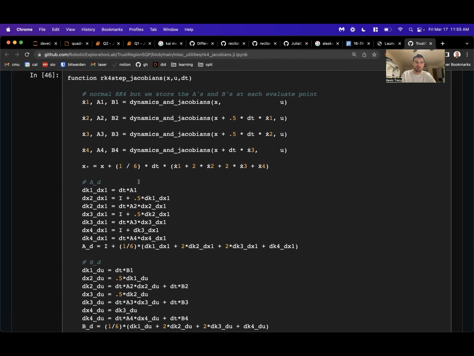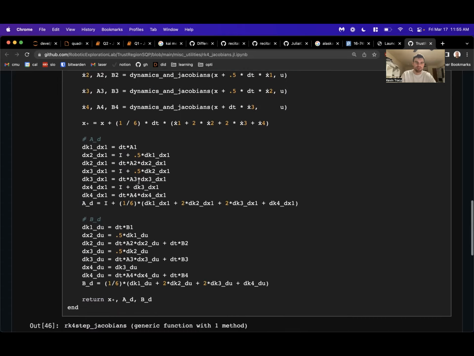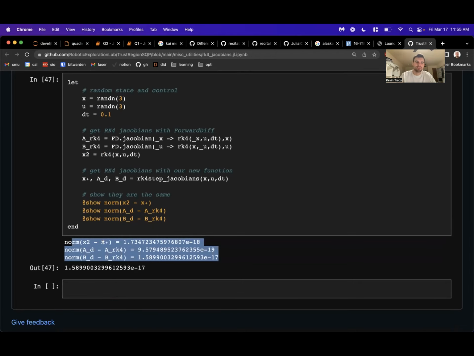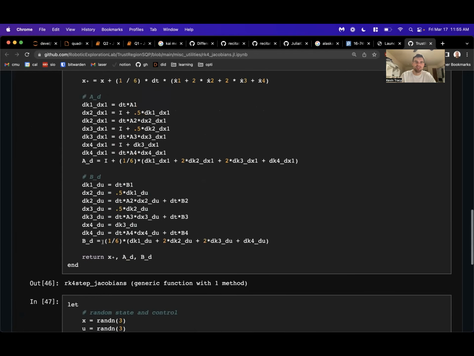So I can post this up on the Recitations repo. I think it's a nice resource to look at. It shows how these things are the same. So you can see here's normal RK4, and I did the RK4 step Jacobians, and I computed the difference between the analytical Jacobians for the discrete time system and the forward diff ones. And we see that these things are 0 in floating point precision. Does that help make it a little more clear why taking the discrete time Jacobians incorporates more information about the progression of this system than just linearizing at one point and then exponentiating?